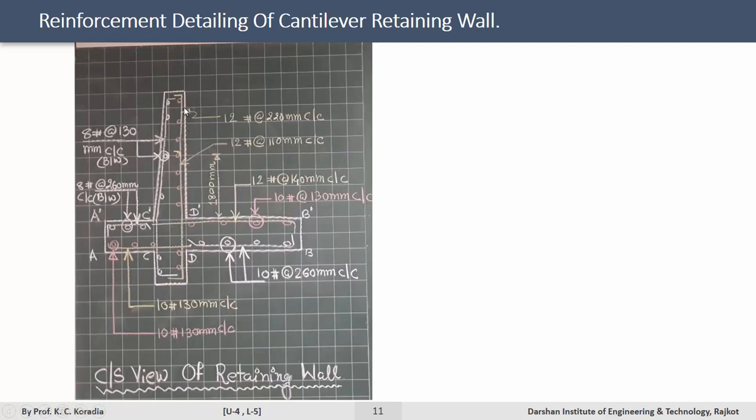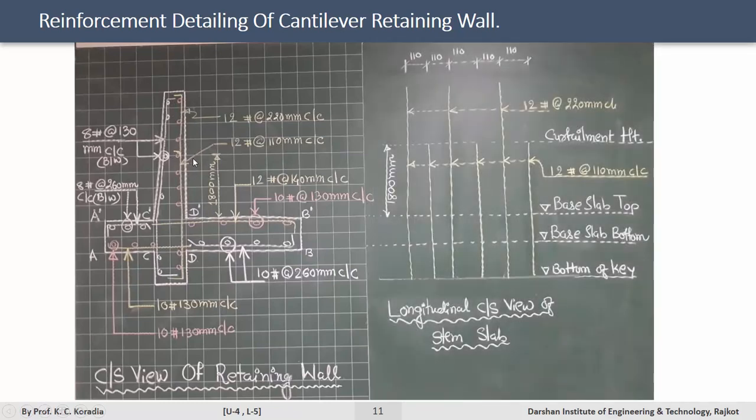Now let's go for a longitudinal cross section of a stem slab to get a better understanding of this curtailed steel. This is the longitudinal view of our stem slab. In this, our reinforcement below the curtailment point has a spacing of 110 mm. The diameter is 12 mm. The curtailment point is 1800 mm above the base slab top.